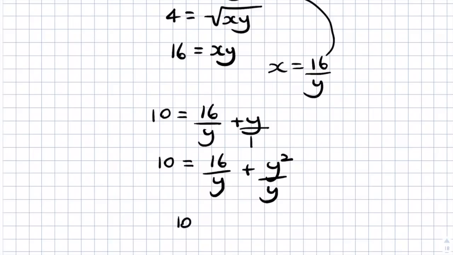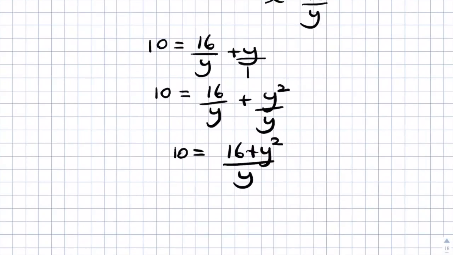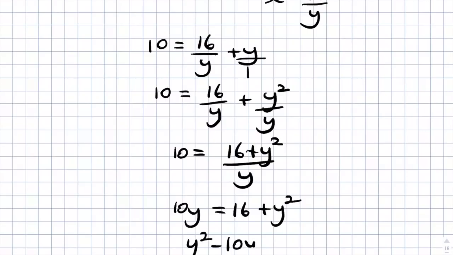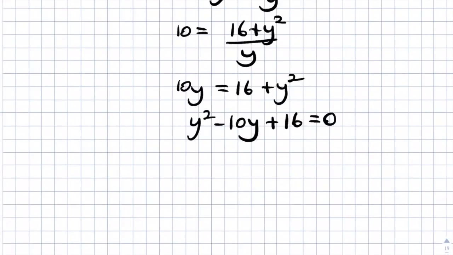Of course, that simplifies to 16 plus y squared all over y. Bring the y over to the left hand side, you get 10y equals 16 plus y squared. And then bring the 10y over to the right hand side, we get y squared minus 10y plus 16 equals 0. So we've got a quadratic equation which we can factorise to find our two solutions.